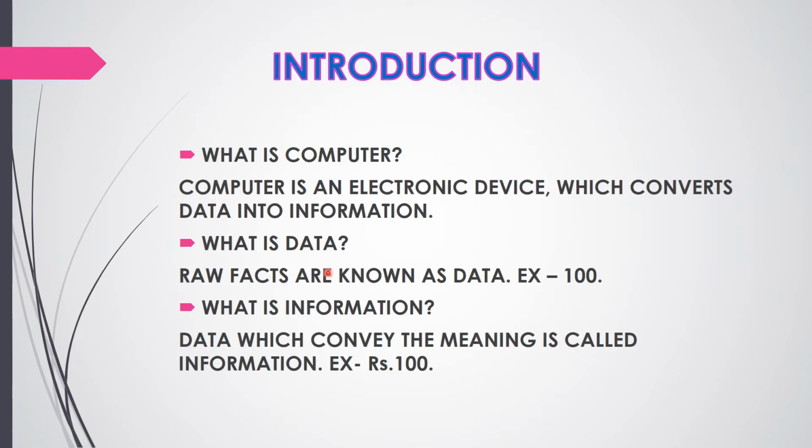Let's start with the introduction of a computer. A computer is an electronic device which converts data into information. Now, what is data? Raw facts are known as data. For example, 100 is a number which is a data. Now, if we write rupees in front of 100, it conveys a meaning that 100 is rupees. This is called information. Thus, computer receives data as input, processes it, and gives information as an output.